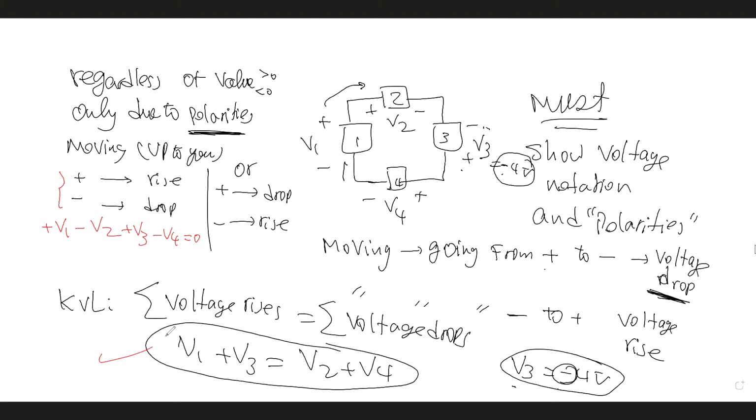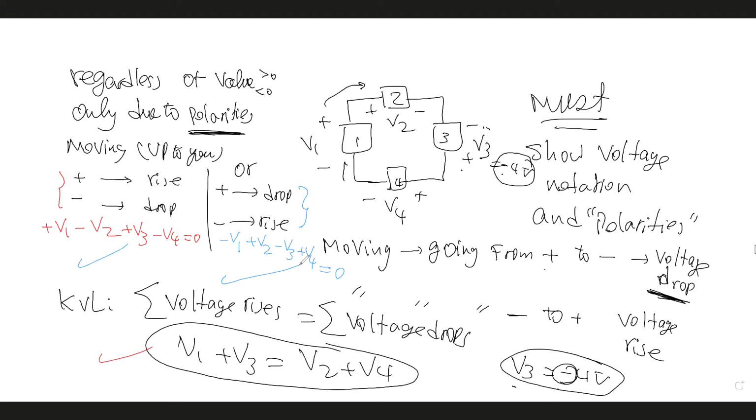What about if you use this arrangement? Again, go around. Anytime you have a drop, put plus. Anytime you have a rise, put minus in front, regardless of value. So V1 is a rise, minus V1. V2 is a drop, plus V2. V3 is a rise, minus V3. V4 is a drop, plus V4, equal to 0. Again, if you take V1, V3 to the other side, you get the same thing. So this is okay. This is okay too.